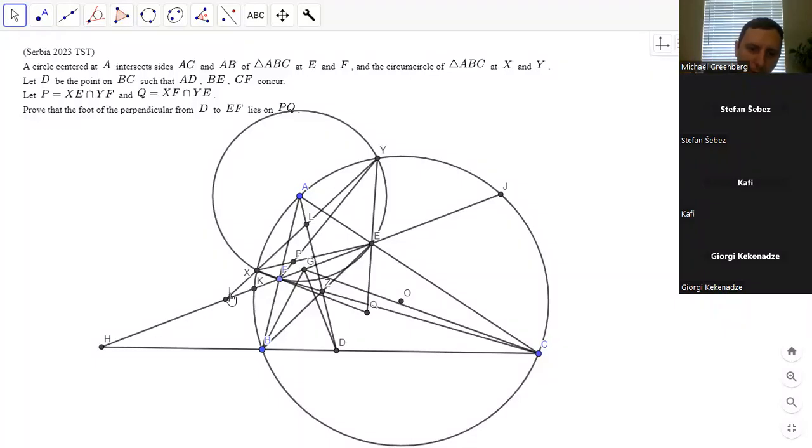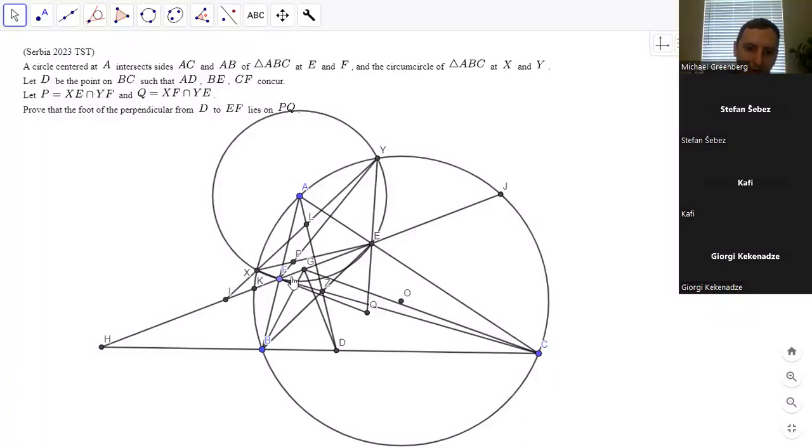Oh, we want to show IF over IE is FB over EC. That actually looks not so bad because IF over FB, we could look at triangle IFB, and IE over EC, we could look at triangle IEC. So maybe that could work. But oh, and those angles add up to 180. So we want to show that IFB and IEC are like pseudo similar.